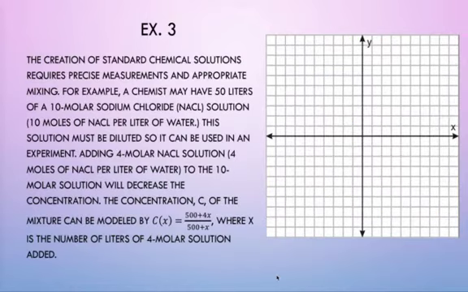Number 3. The creation of standard chemical solutions requires precise measurements and appropriate mixing. For example, a chemist may have 50 liters of a 10 molar sodium chloride solution. The solution must be diluted so it can be used in an experiment. Adding 4 molar sodium chloride solution to the 10 molar solution will decrease the concentration. The concentration C of the mixture can be modeled by the equation C of x equals (500 plus 4x) over (500 plus x), where x is the number of liters of 4 molar solution added.